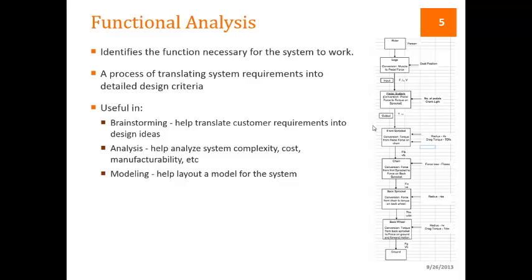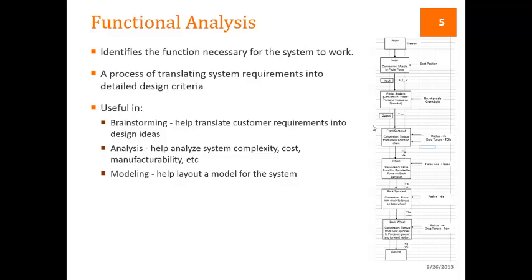So it's a process of translating our system requirements, our engineering specs, things like that, into detailed design criteria. How are we actually going to do this? So for the first time now, you can actually be talking about solutions to this problem. We're going to use our functional analysis in 3 different ways. First, we're going to use it as brainstorming. So it's going to help us to brainstorm all possible ways of solving the problems that you've identified to this point.